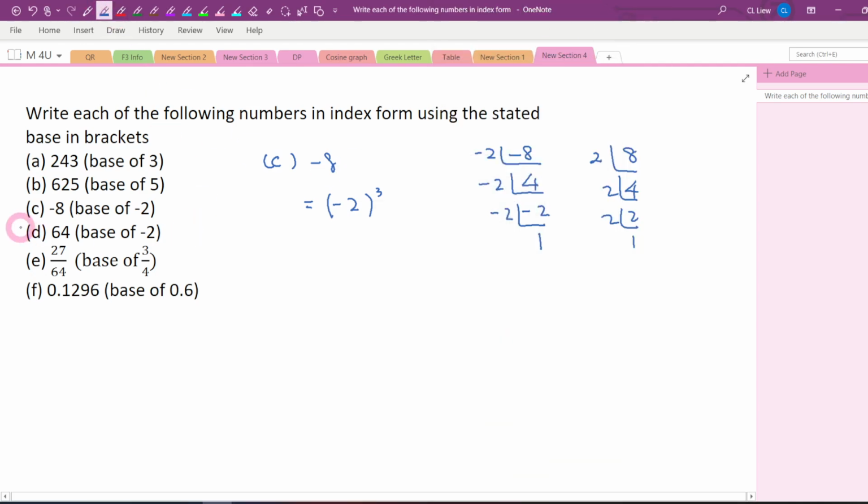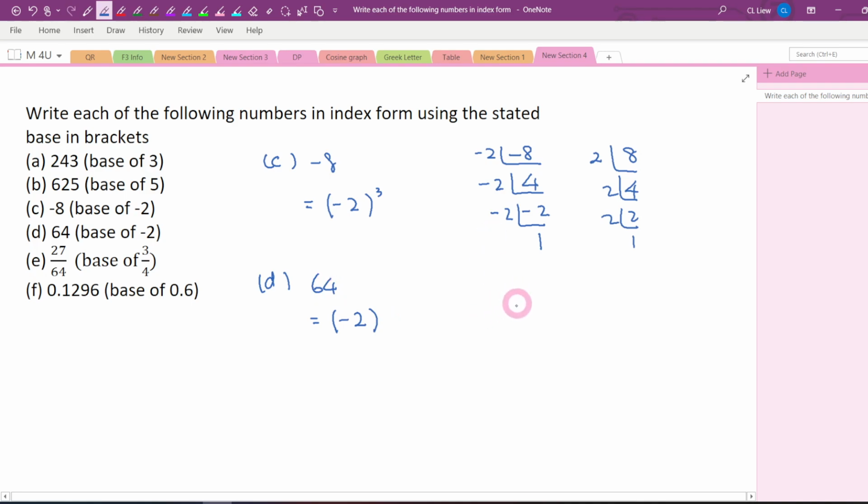Okay, now let's go to part D. Now we have 64, and the base that we want to use is negative 2, same as what we did just now, negative 2 to the power of something. Before I calculate, I know that the power must be even. The number here must be an even number. Why? Because this is negative. It must be an even power so that it will become a positive number. You get what I mean?